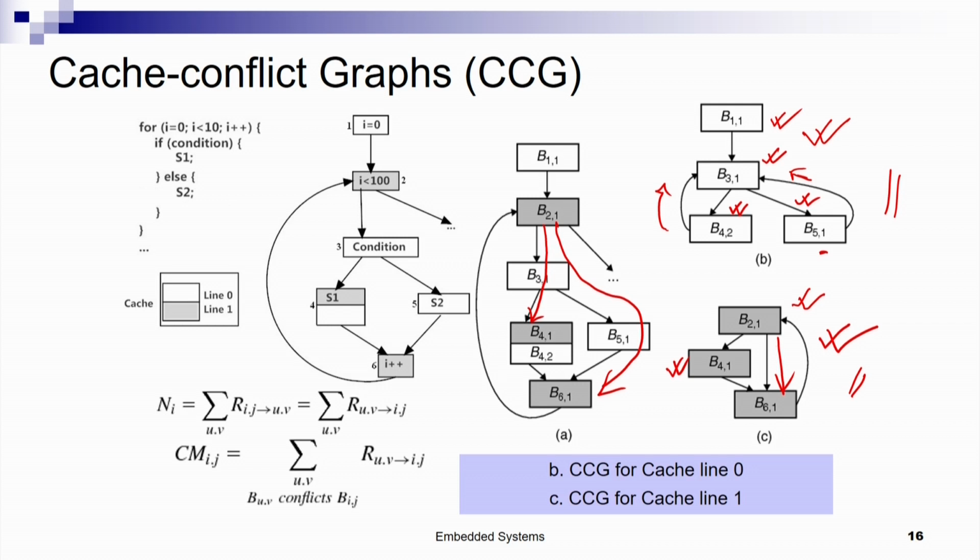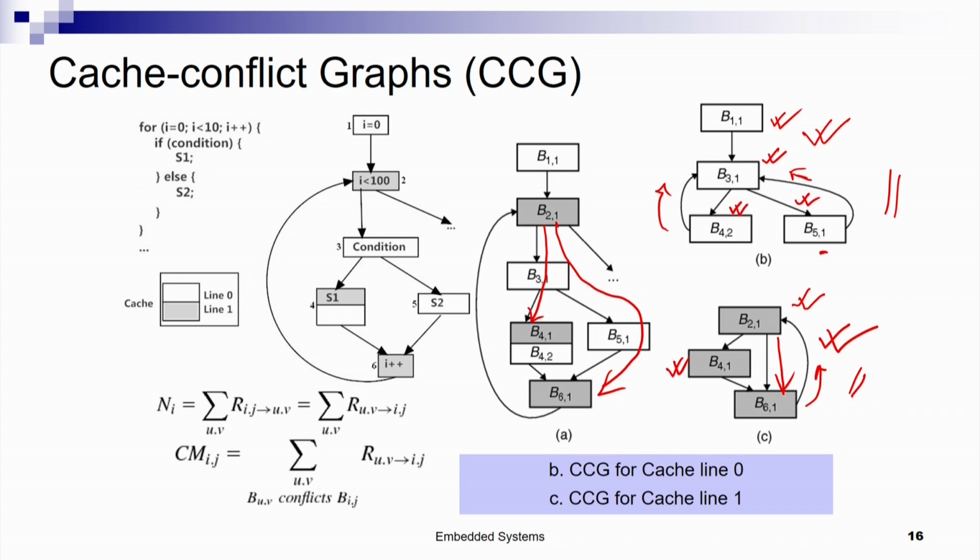After basic block 6.1 completes execution, it will go back to basic block 2.1. So, the loop will go back, and on cache line 0, if memory block 6.1 is currently in cache line 0, then after the loop goes back, memory block 2.1 can replace memory block 6.1. So, this is what this cache conflict graph tells me.